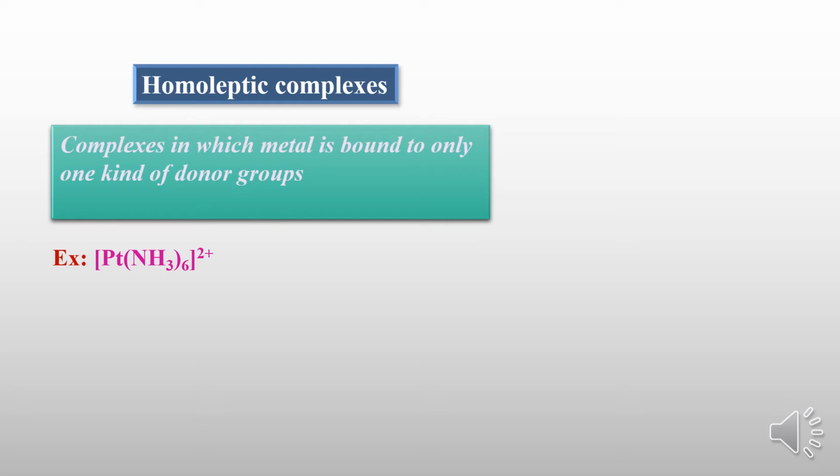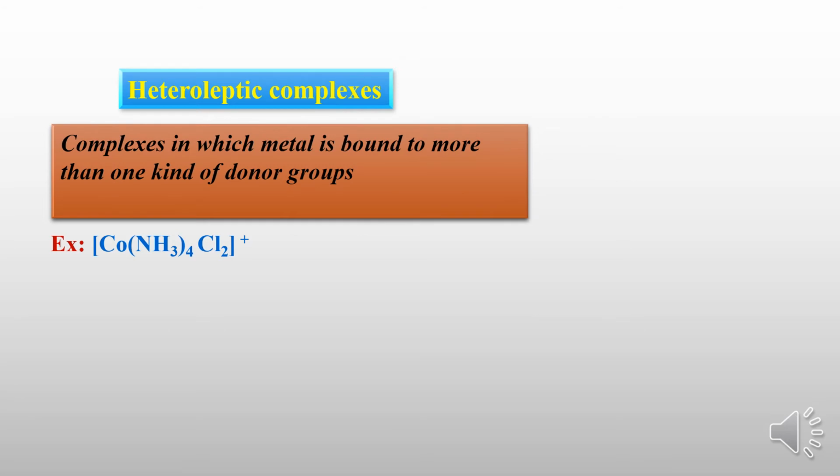In the same way, heteroleptic complex. Hetero means different. So complexes in which the metal is bound to more than one kind of donor atoms. You take an example here. Cobalt is the central metal here. Ammonia and halogen are the ligands. So chloride is there, amine is there. In amine, the donor atom is nitrogen, and in halogen, Cl itself is a donor atom. Two different kinds of donor atoms are there. Either we can define it as complexes made up of different kinds of ligands are called heteroleptic complexes.